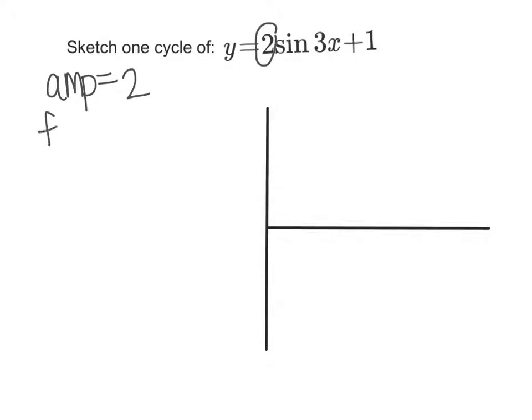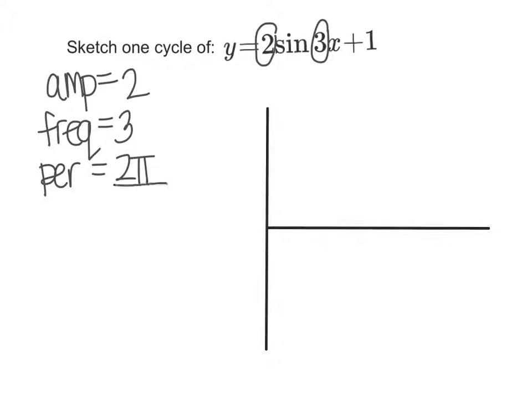Next, we usually identify our frequency. If you remember, frequency is how many cycles occur in 2 pi, and you can find that number by looking right in front of the variable. So in this case, our frequency is 3. And so then the period can be found by dividing 2 pi by whatever the frequency is. In this case, we get 2 pi over 3. Sometimes that'll be a fraction that we can reduce, but in this case, 2/3 pi is as simple as it gets.